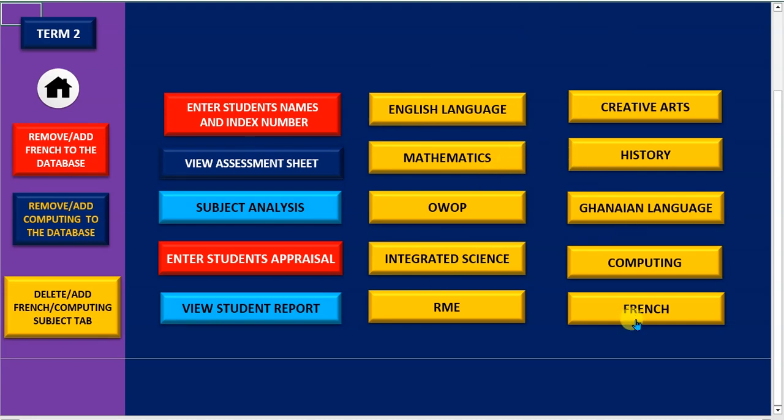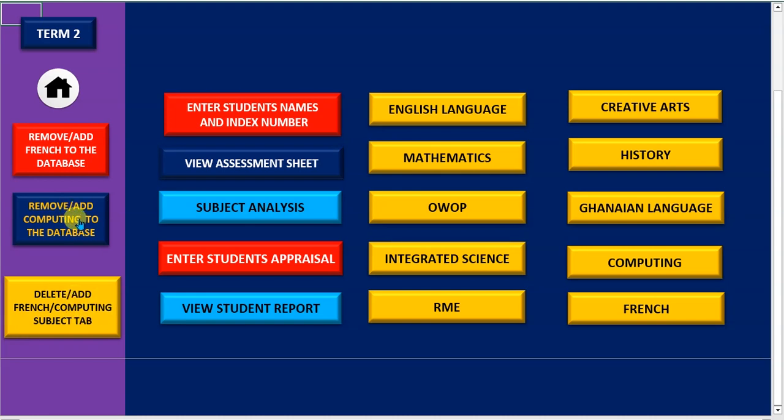Now some schools do offer French from the primary school, others don't offer French. And in the lower primary too, some schools offer computing, others don't offer computing at the lower primary. So the system was designed with French and computing. If you want to use it for the lower primary, you just have to take off the computing subject if your school doesn't offer computing. So this button here is remove or add computing from the database, and this one too is delete or add French or computing subject tab.